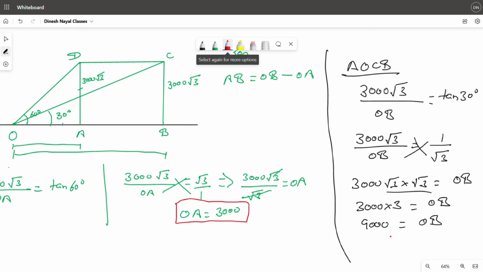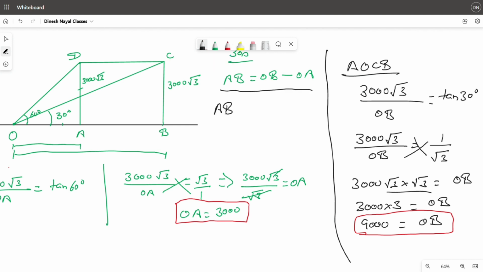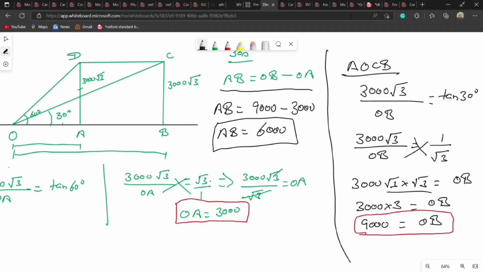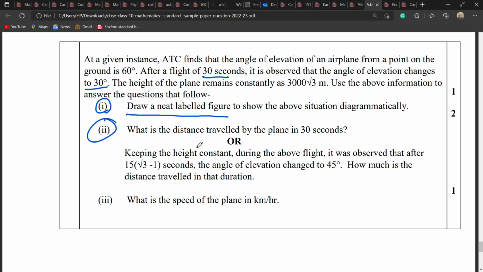Now we have got OA and OB. So what will be the AB? AB will be OB minus OA, as we know. OB is 9000 meter, OA is 3000 meter. So 9000 minus 3000, AB is equal to 6000 meter. Hence the distance AB is 6000 meter, or you can say the plane has travelled 6000 meter in this 30-second time interval.